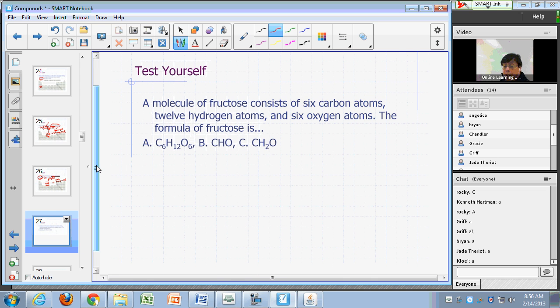A molecule of fructose consists of 6 carbon atoms, 12 hydrogen atoms, and 6 oxygen atoms. Well, what's the formula of fructose? Is it C6H12O6, CHO, or CH2O? Right. So 6 carbon atoms, 12 hydrogen atoms, and 6 oxygen atoms. So the formula is C6H12O6.